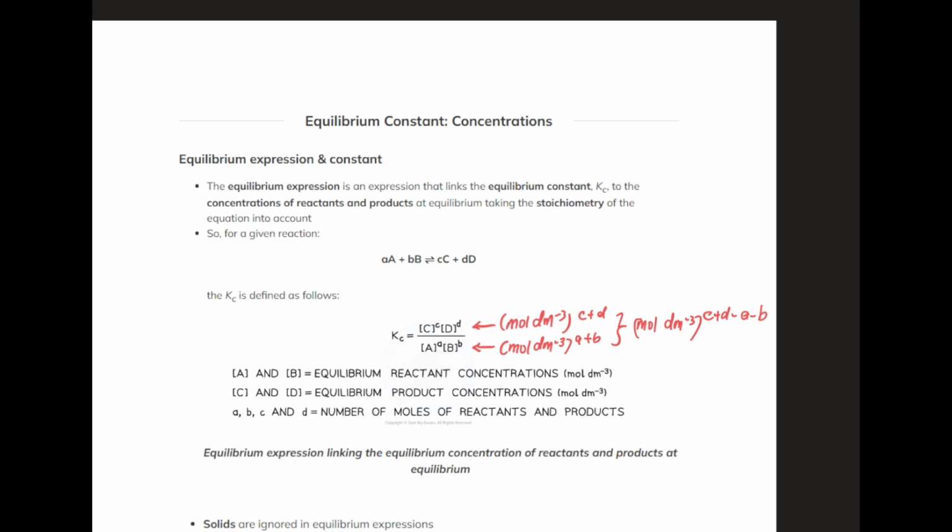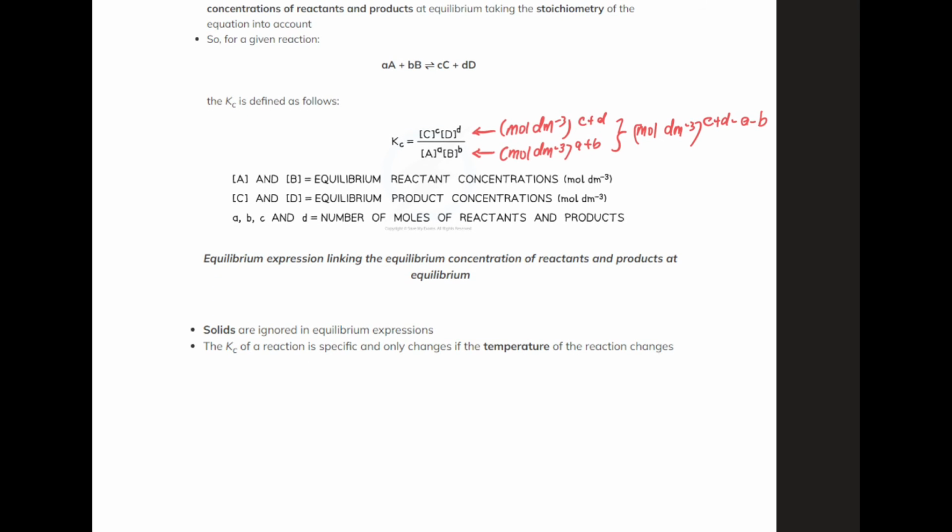Okay, now let's see more. Solids are ignored in equilibrium expressions, so that means if any of these are solid, no need to put them in the formula. The Kc of a reaction is specific and only changes if the temperature of the reaction changes. So that means Kc is always a constant until you change the temperature.